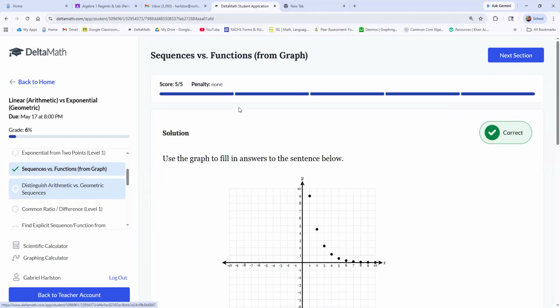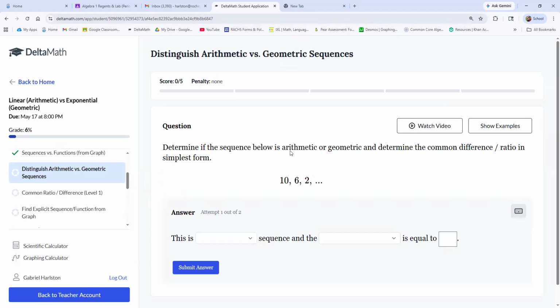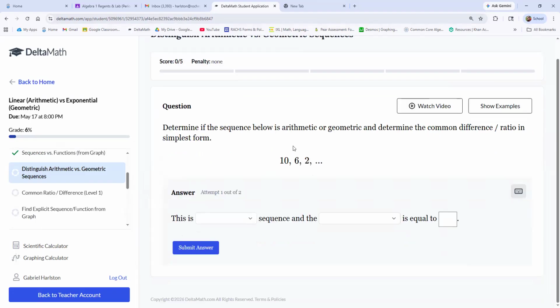Now I want to go to this and figure out what kind of sequence it is. I'm going to use the little pen they provide. First thing I see, it's going down by a -4. 6 minus 10 is a -4. 2 minus 6 is a -4. So I know that this is going down by a -4.